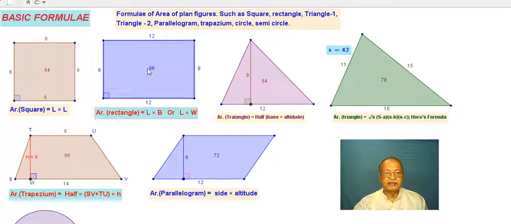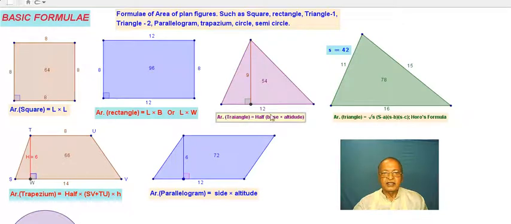Area of rectangle. This is a rectangle figure. In this, length and width, or we can say breadth, are different, not equal as in the case of square. Here, length is say 12 and breadth is 8 unit. Area of rectangle is length into breadth, 12 into 8, it is 96 square unit.